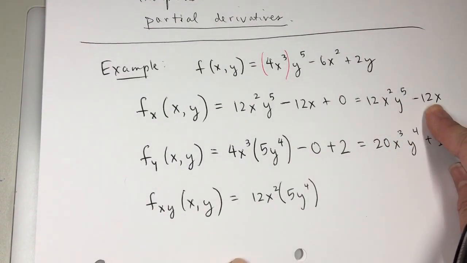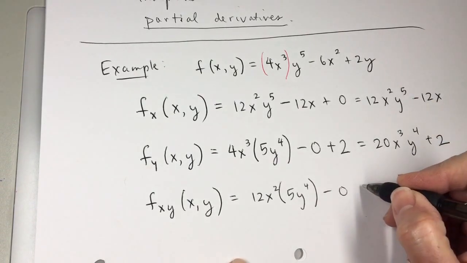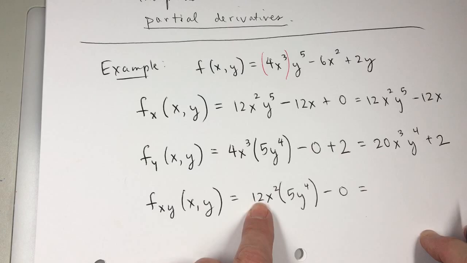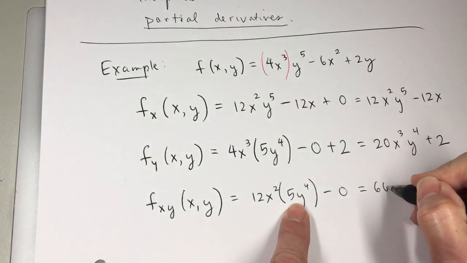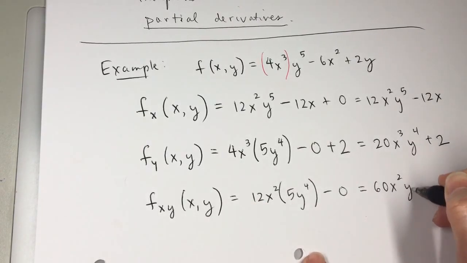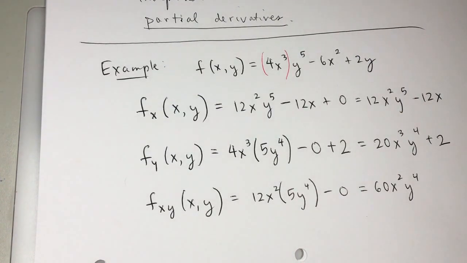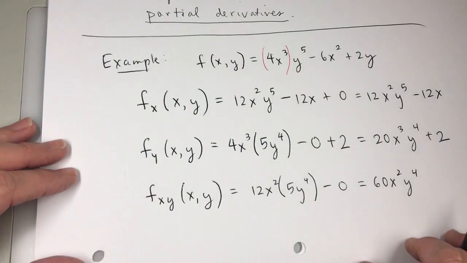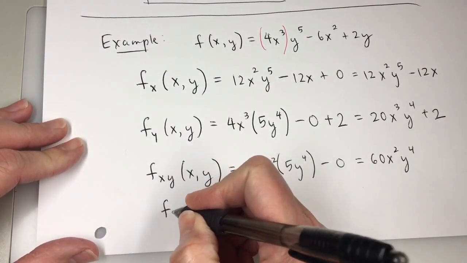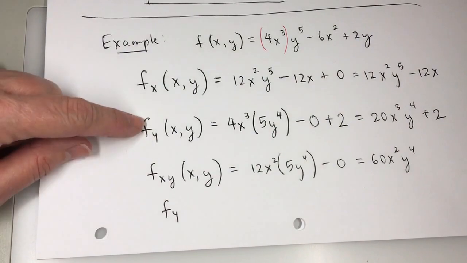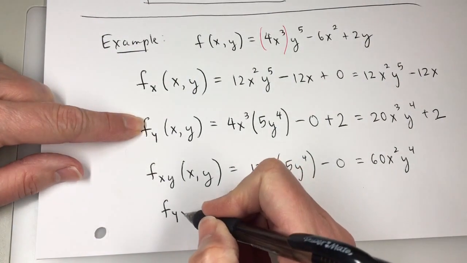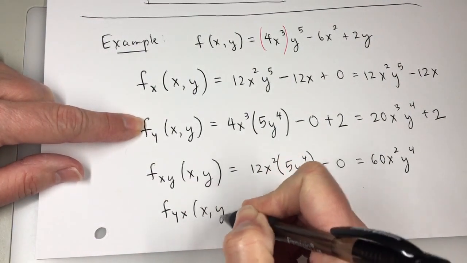X is a constant, so what about the derivative of 12x? 0. So I could multiply this. 12 times 5 is 60. 60x squared y to the 4th. There's the second partial derivative. First with respect to x, then with respect to y. Okay, I'm going to do one more here. I'm going to do the derivative first with respect to y. So the answer from here, then with respect to x.